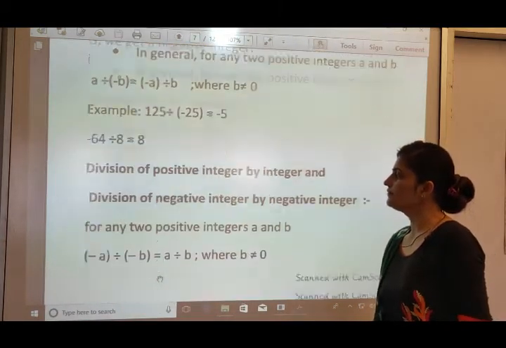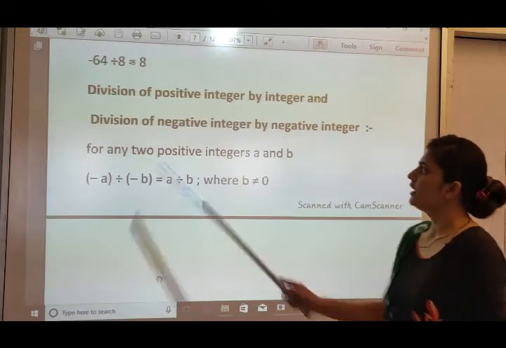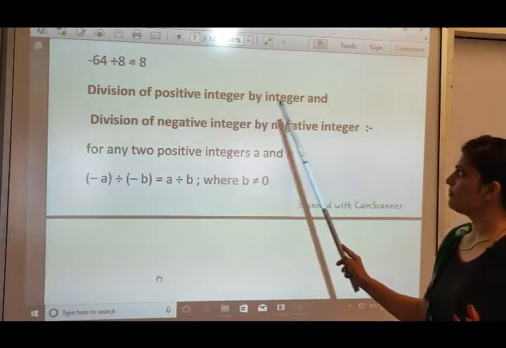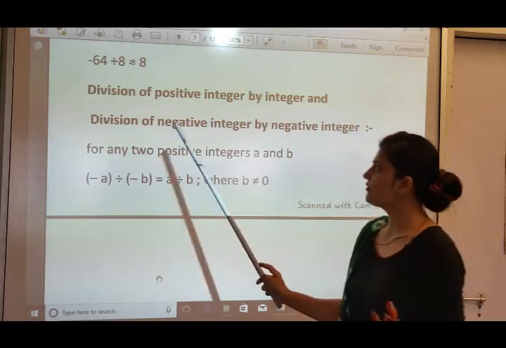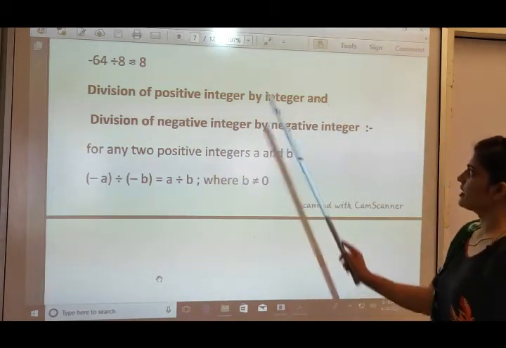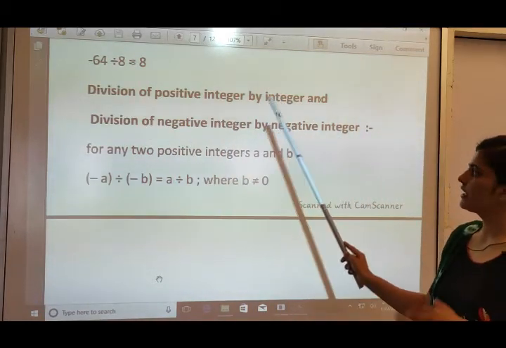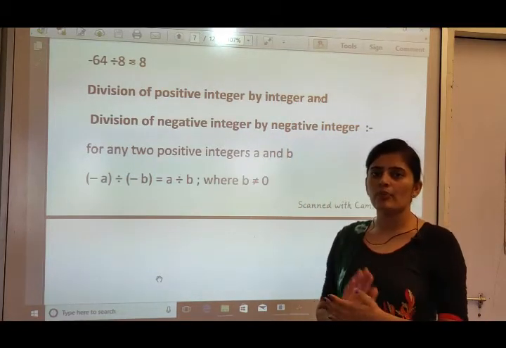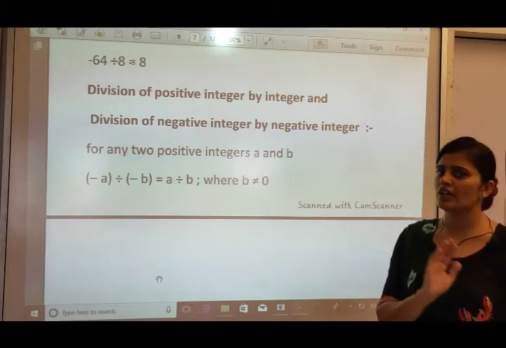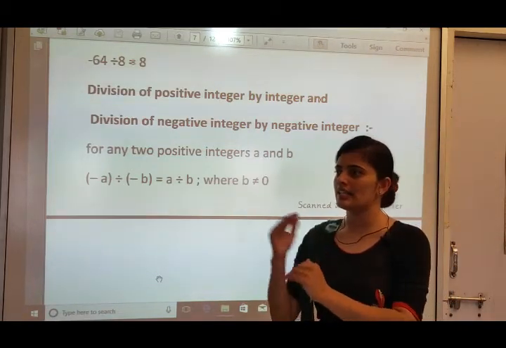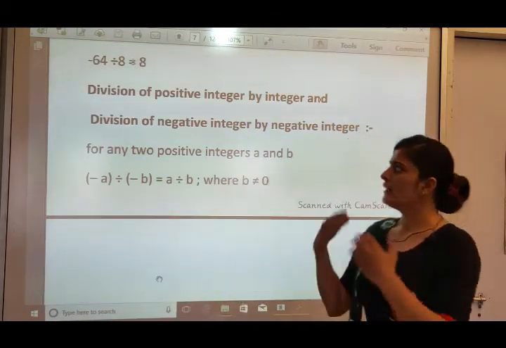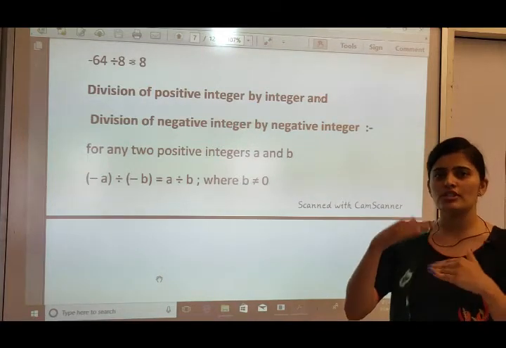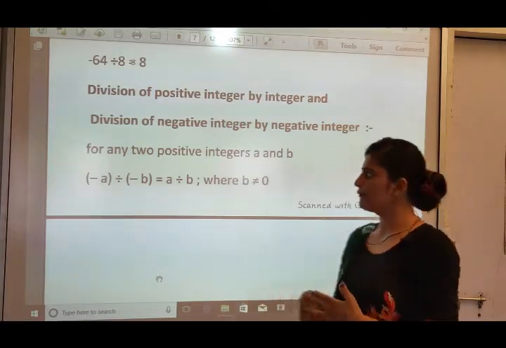Now another point. Division of a positive integer by a positive integer, and division of a negative integer by a negative integer. Here positive is not written, but positive is there. We have seen that when one is positive and one is negative, the answer is in the negative form. Now what about when both are positive and both are negative?